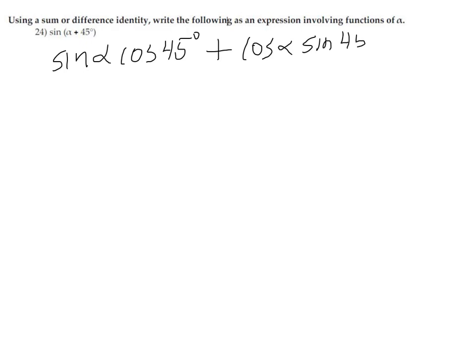Alright, using a sum or difference identity, express this just in terms of functions of alpha. So right now it's a function of alpha plus 45, but we know our sine angle formula, so it's sine of the first, cosine of the second, same symbol, cosine of the first, sine of the second. And we can reduce cosine 45 degrees, square root of 2 over 2, and we put that first. Keep things in alphanumeric order. And sine of 45 degrees is also square root of 2 over 2.